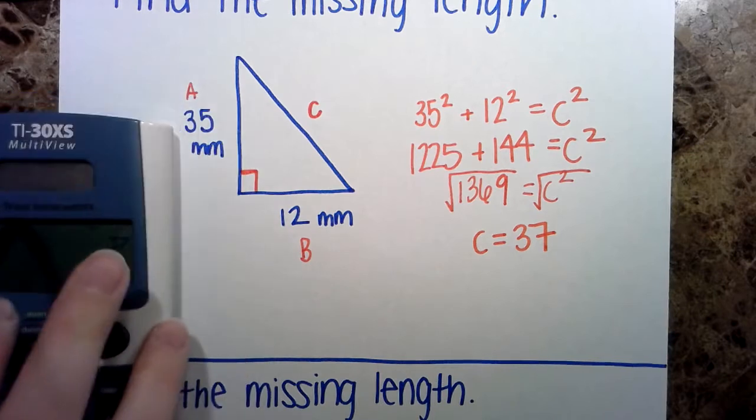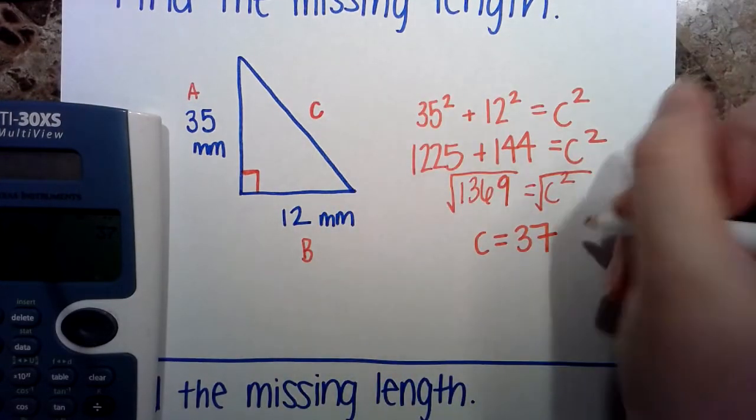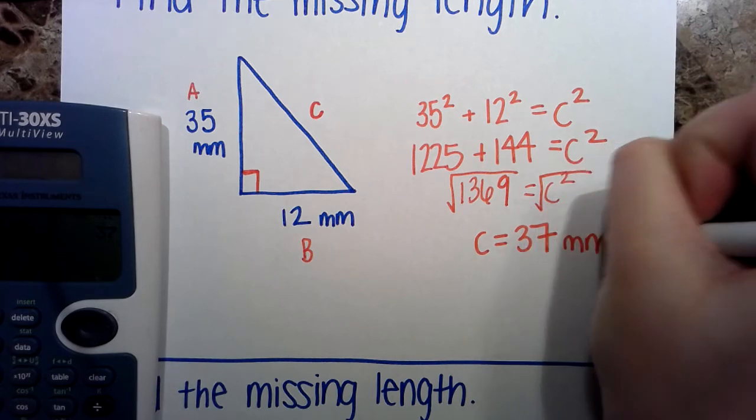So that means that the side length is 37, and we have to make sure we put our label, so it's going to be millimeters.